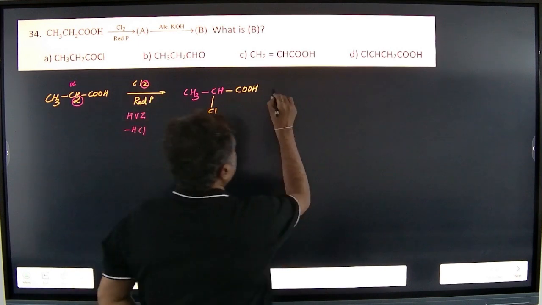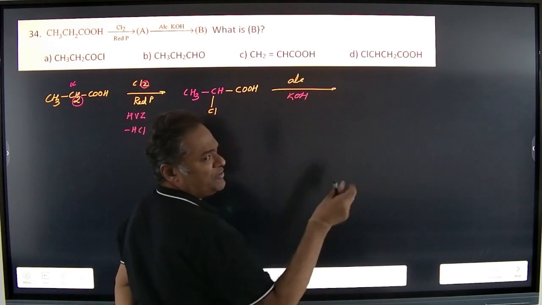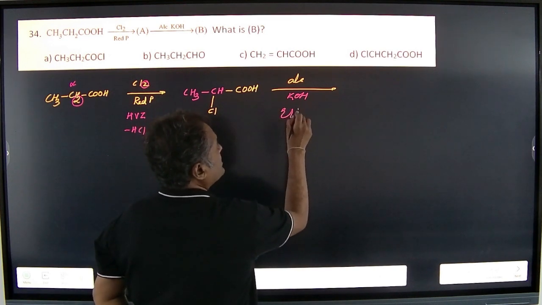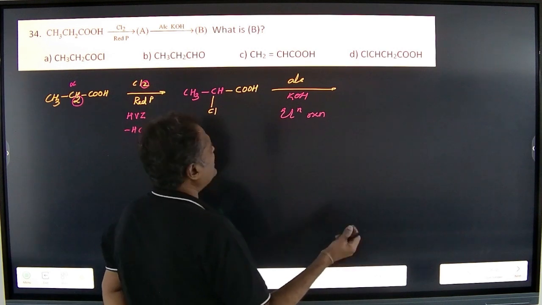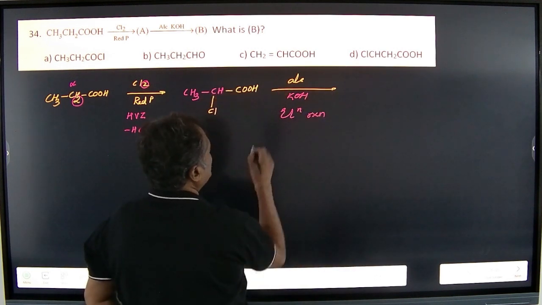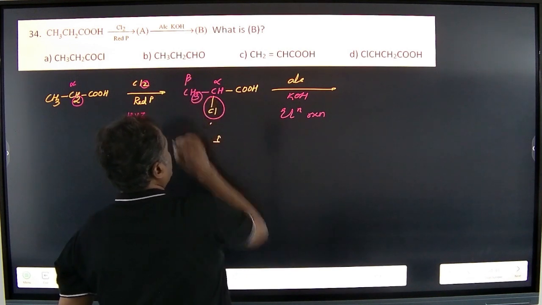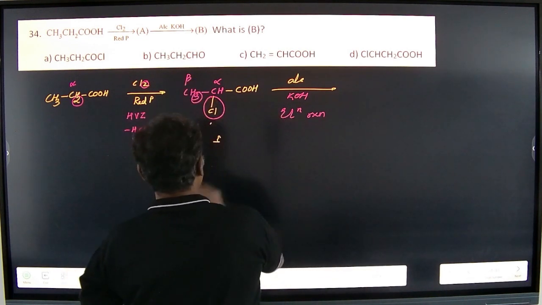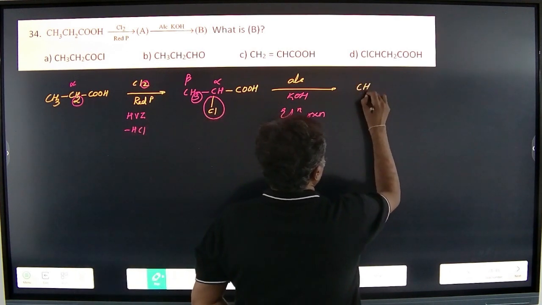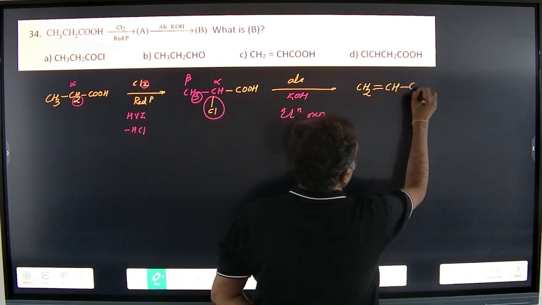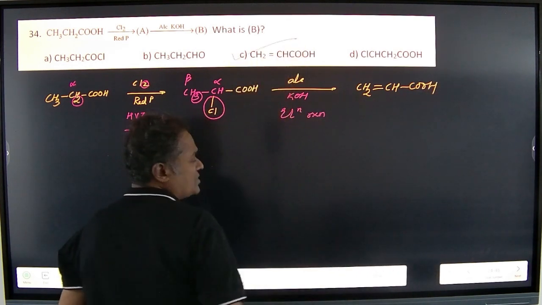Now what is the second step given to you? It's alcoholic KOH. What does alcoholic KOH do? We know that it indicates an elimination reaction. After elimination, you should get an alkene. Out of the 4, the answer is very clear, but still I will write this is alpha. From this you will have a loss of H. So I get the answer as CH2 double bond CH with an acid. So your correct answer in that case has to be C. I hope this is clear, child.